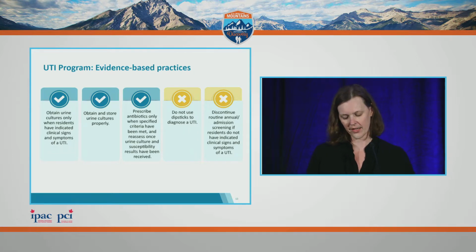The third focus is on prescribing antibiotics only when clinical criteria for UTI are present. So we wanted to really incorporate that idea that you're reviewing and reassessing when urine culture and susceptibility results are received. So if antibiotics are started empirically, the physician or nurse practitioner, the prescriber, should reassess the need for it, the choice of the antibiotic, and take a look again at the duration of antibiotic therapy based on that culture and susceptibility report.